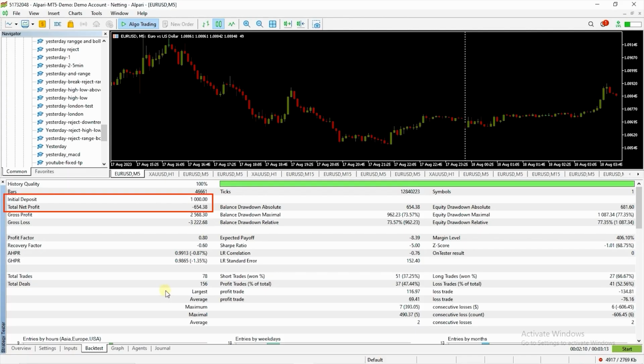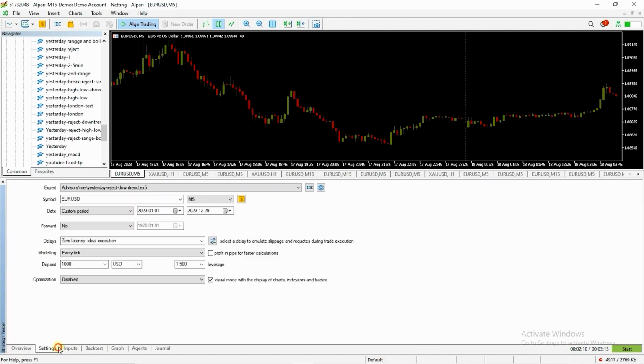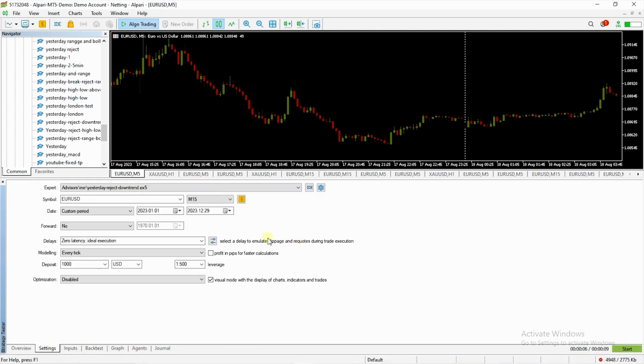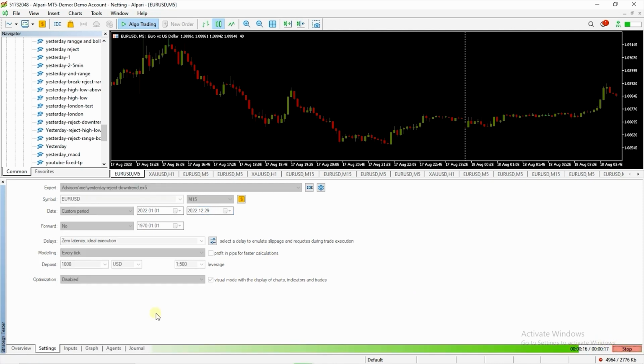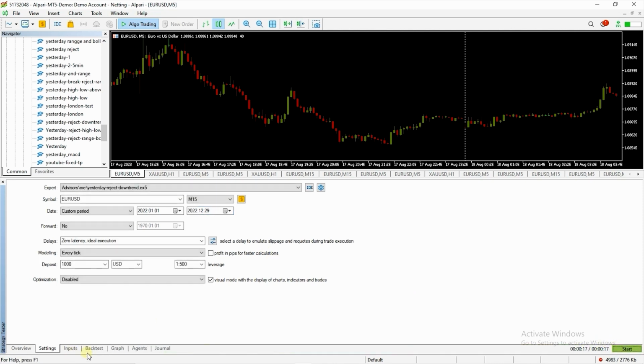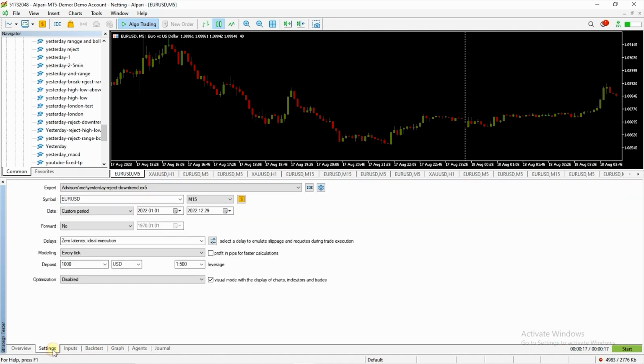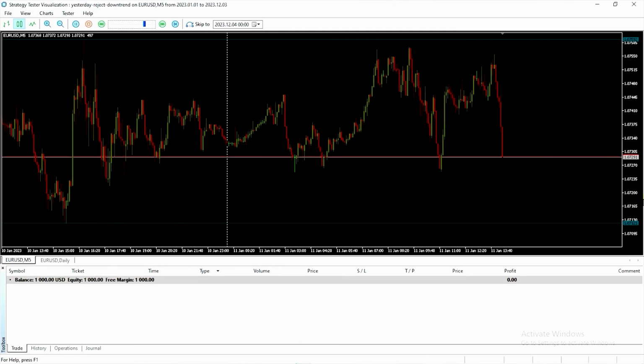It had 65% loss because of M15. It had 55% profit for M15. Now this is for 2022: minus 50% for 2022. So this strategy also didn't work.